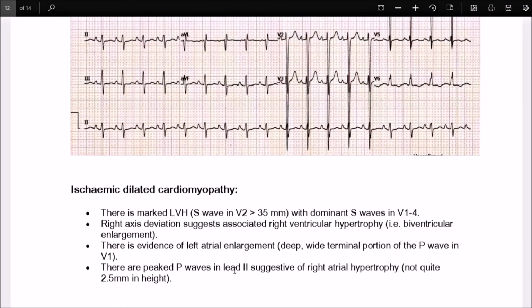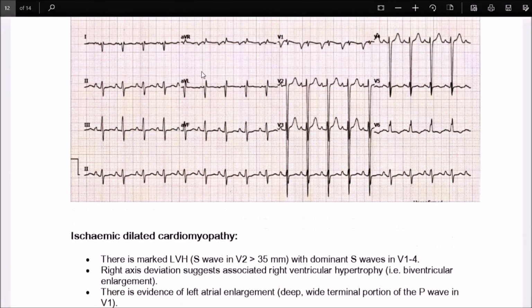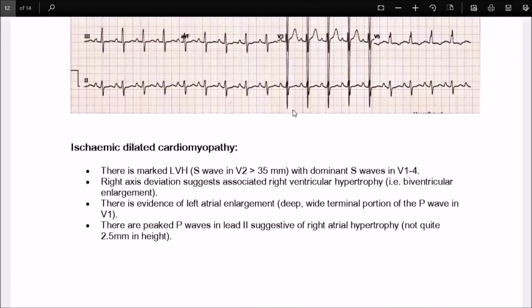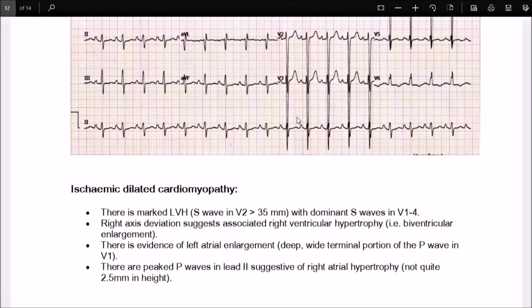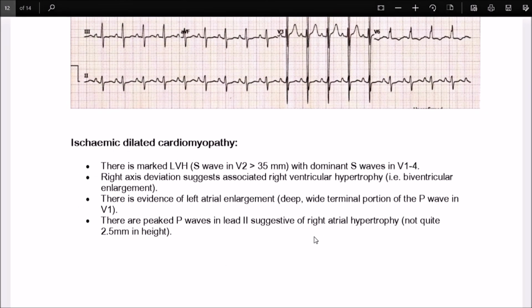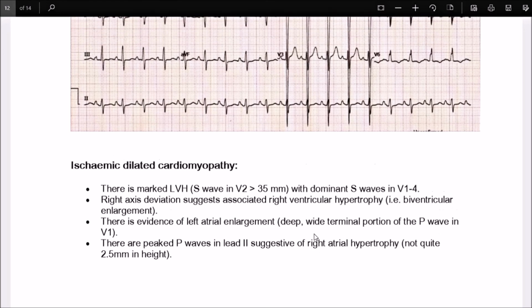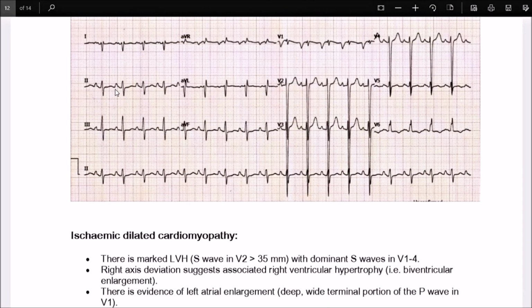There is evidence of left atrial enlargement, like the deep terminal portion of the P waves in V1. So look at it at V1. Yes, there is a deep one. So this is very rarely found. This is once again the left atrial enlargement, and there are peaked P waves in lead 2, so it's the right atrial hypertrophy, not quite 2.5 millimeters in height. So in lead 2, you see the peaked P wave, P pulmonale. So there is right atrial hypertrophy.